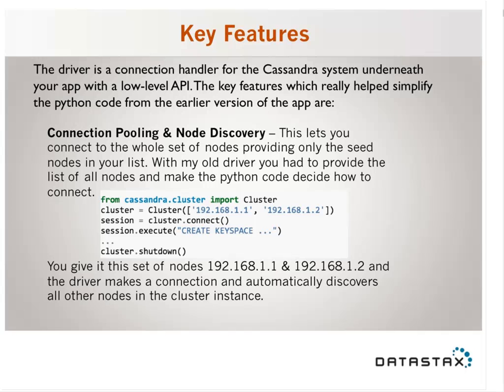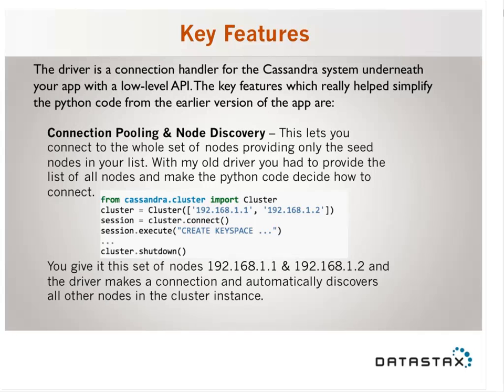So one of the key features from the configuration perspective is setting up connection pooling and doing automatic node discovery. The old way was really painful. I had to put in a set of nodes, and then I needed Python to basically do all the smart things to decide what node to connect to.